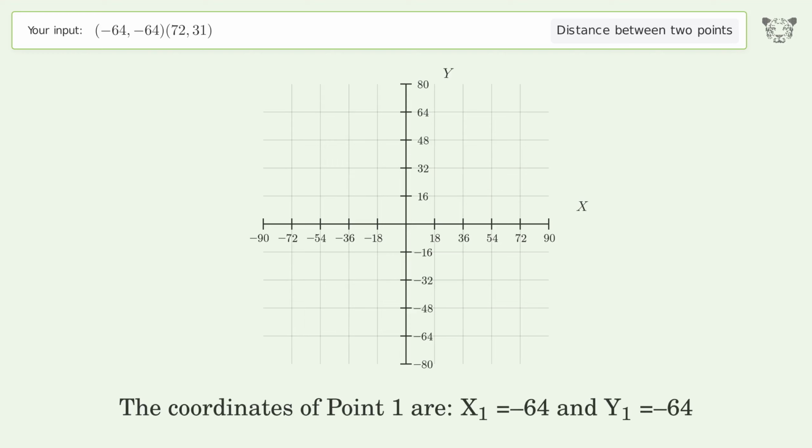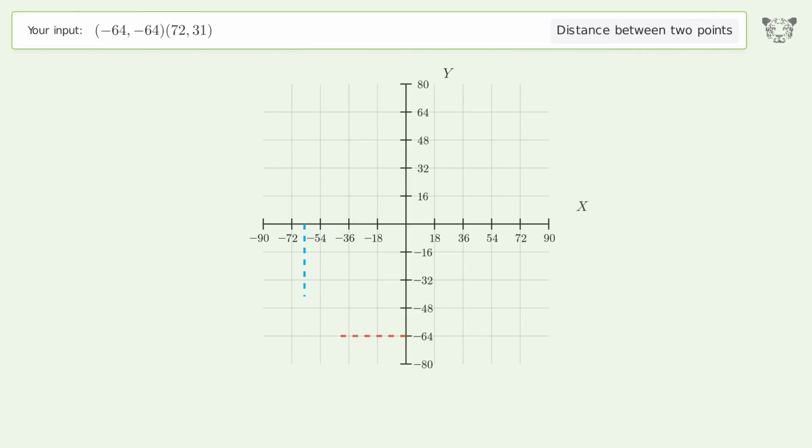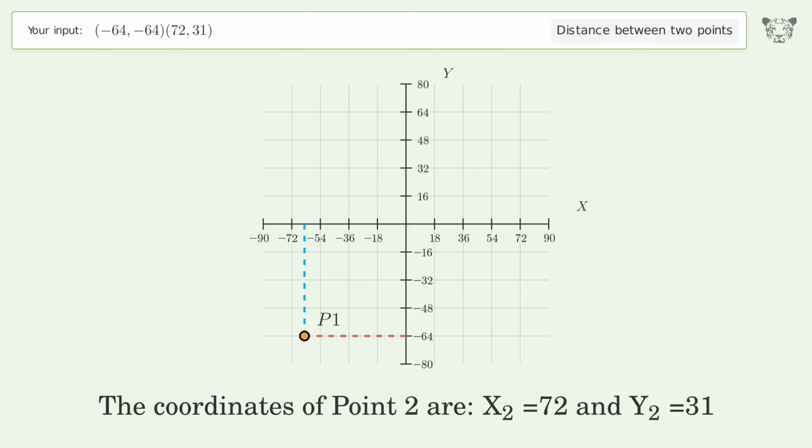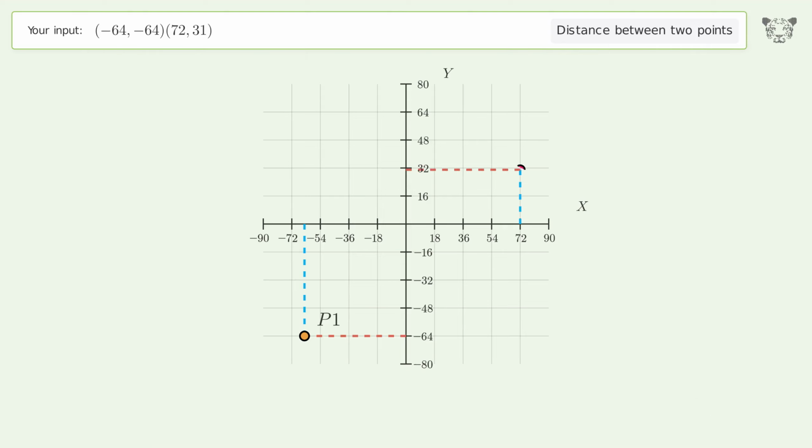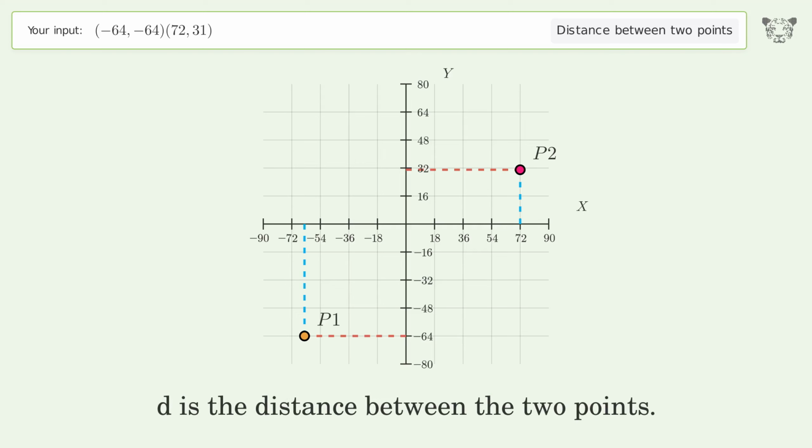The coordinates of point 1 are, x1 equals -64 and y1 equals -64. The coordinates of point 2 are, x2 equals 72 and y2 equals 31. D is the distance between the 2 points.